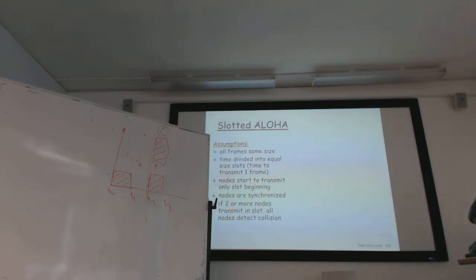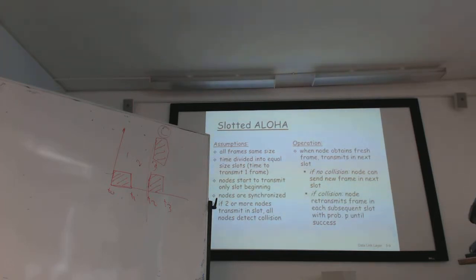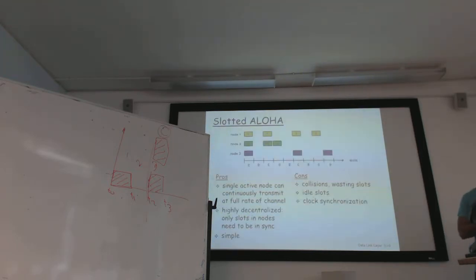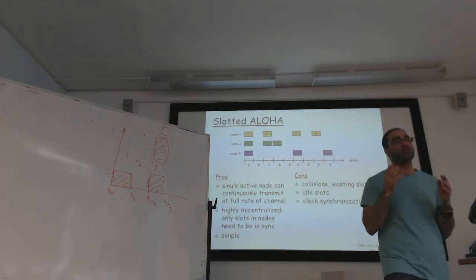So, how does it operate? One node obtains a fresh frame to transmit. If there is no collision, the node can send a new frame in the next time slot. If a collision happens, then the node will retransmit the frame in each subsequent slot with a probability of p until success. Let's see what that means. I'll show you with this example. This will be very clear.